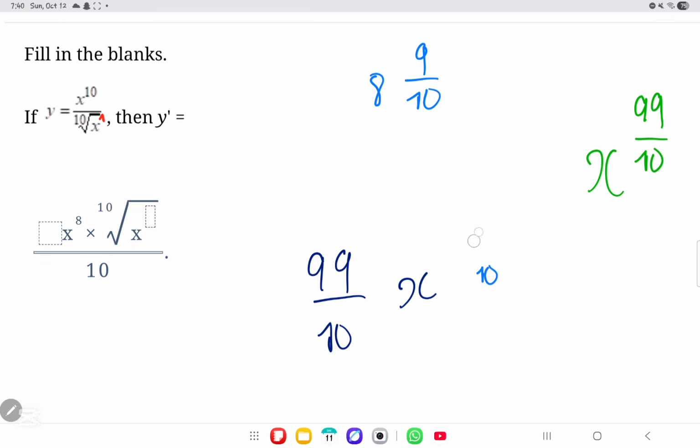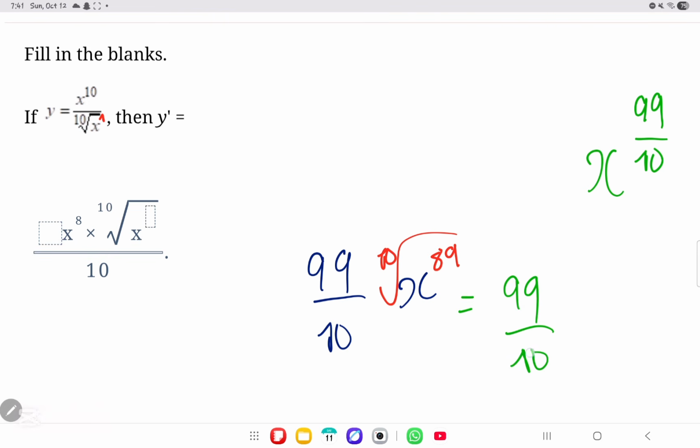Now, if you don't have this function on the calculator, how do you do it? It's very simply 89 over 10. So basically, it's the 10th root of x to the power of 89. Now, 89, we can separate into one part being a multiple of 10, another being not a multiple of 10. So it will become the 10th root of x to the power of 80 times x to the power of 9, right? The only thing we did was separate it into a multiple of 10 and the other not being a multiple of 10.